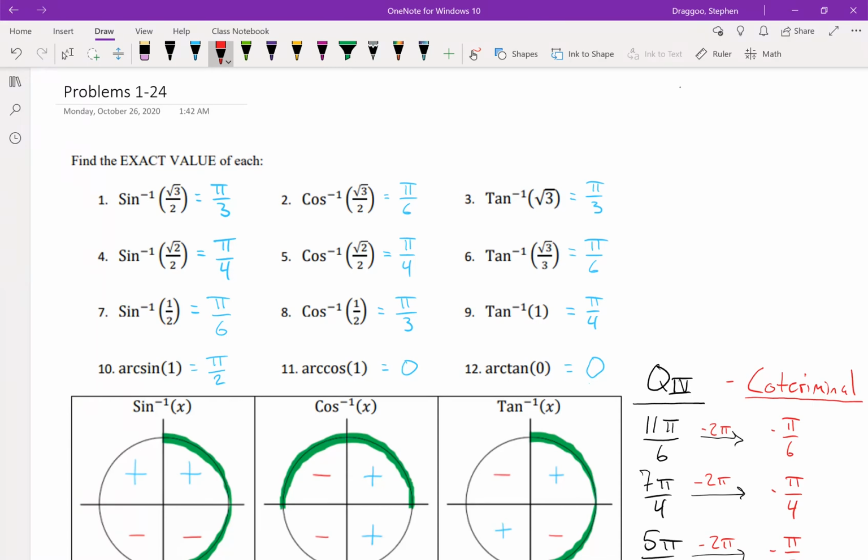We're going to start just by looking at taking the sine, cosine, and tangent inverse of positive values. That's problems 1 through 12.